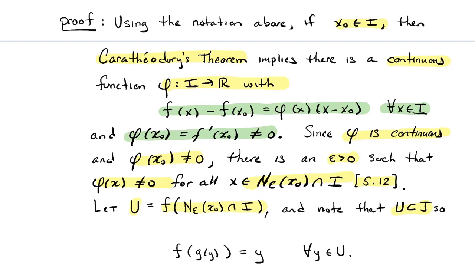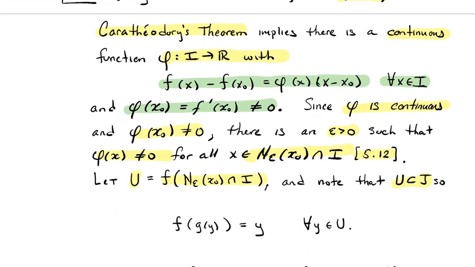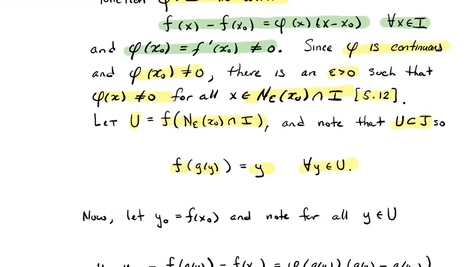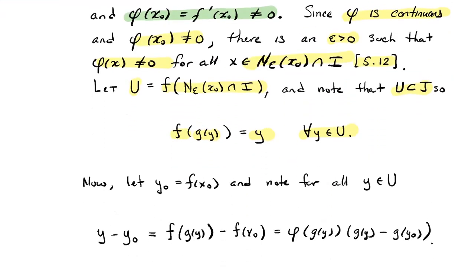f and g are inverses of each other. So for every y in u, if you take g of y and then take f of that, you're going to get y back, okay? So every y in the set, excuse me, u would satisfy that because f and g are inverses of each other. So I think we've already said this above.